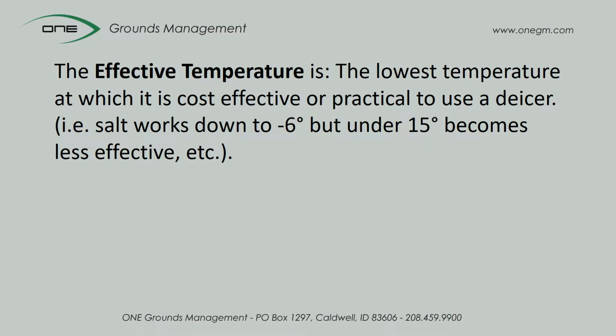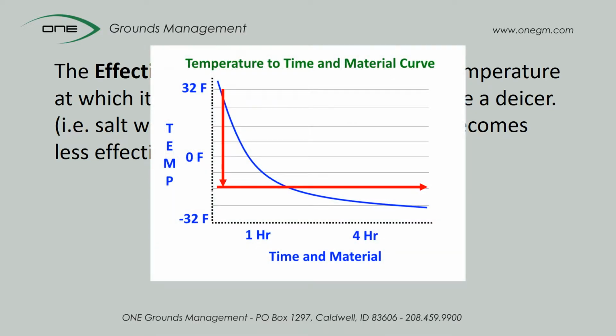So this graph shows us that as the temperature decreases, so does the amount of time and the amount of material needed in order to gain the desired results. With respect to your material, what is the effective temperature for it? Can you determine that? The temperature reported on most bags of material is the lowest temp it works at, or what they call the eutectic temperature, but not the lowest temperature it is effective to use.